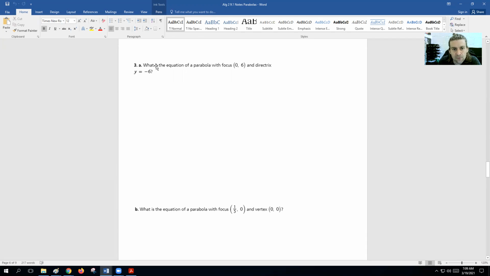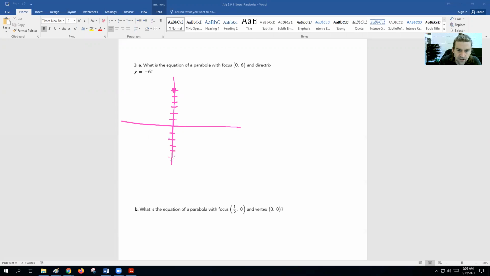This first problem says, write the equation of the parabola that has a focus of -6, 6 and a directrix of y equals -6. So if we take a second to draw that out, 0, 6 would be 1, 2, 3, 4, 5, 6.